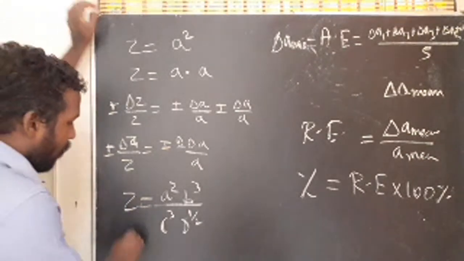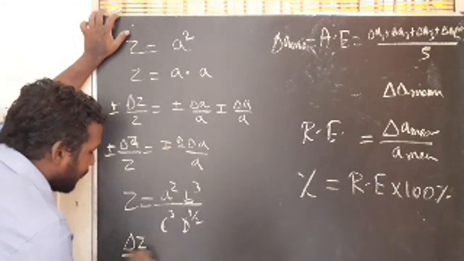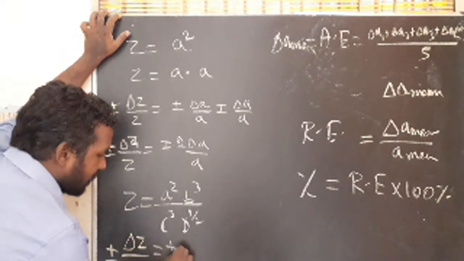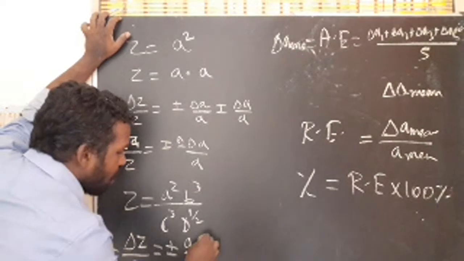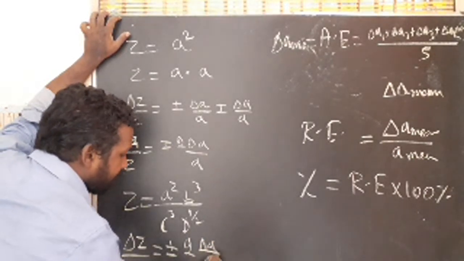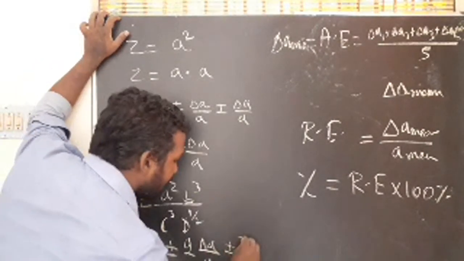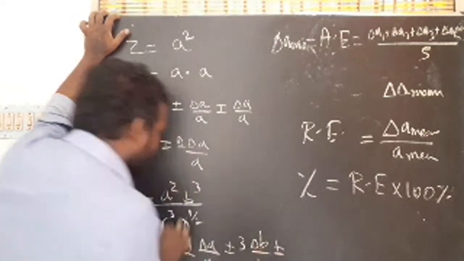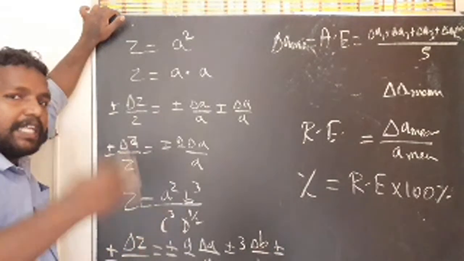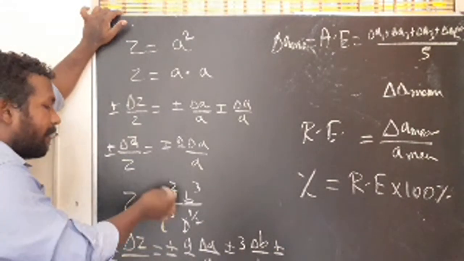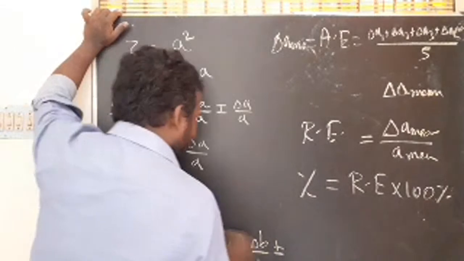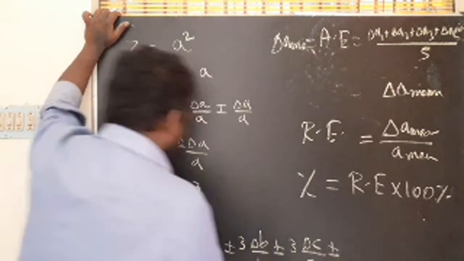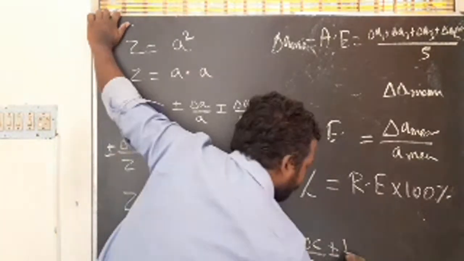So how can I calculate the overall error, del z by z plus or minus? It is equal to: a is plus or minus, square is 2 times, 2 del a by a. b is 3 times, plus or minus 3 del b by b. Division is also the same, addition, division, subtraction, everything. Only whatever power is there you write in front. Division is also the same, 3 del c by c, plus or minus 1 by 2 del d by d.